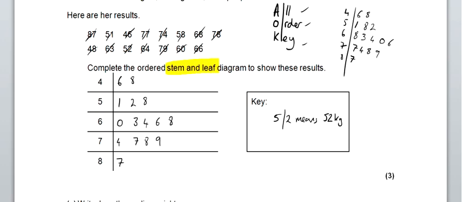Well, the way to check you've got them all there is to count them. 1, 2, 3, 4, 5, 6, 7, 8, 9, 10, 11, 12, 13, 14, 15. So they're all there. They're in order, 6, 8, 1, 2, 8, 0, 3, 4, 6, 8, and so on. And there's a key. Lovely. Easy marks. Don't get it wrong.